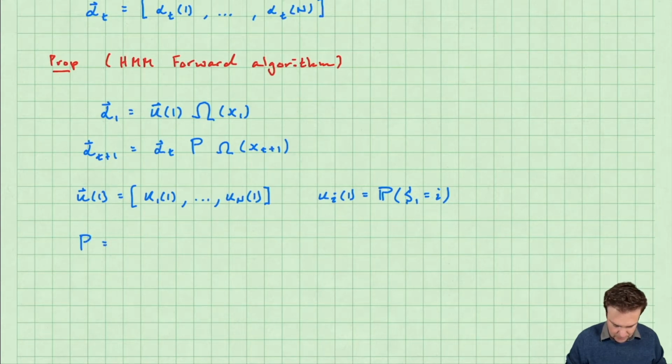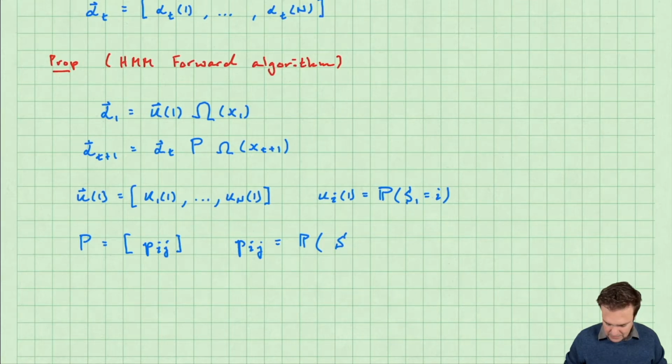Right, so it's a matrix of P_ij's, and each of these P_ij's is the probability that S2 is equal to j, given that S1 is equal to i.